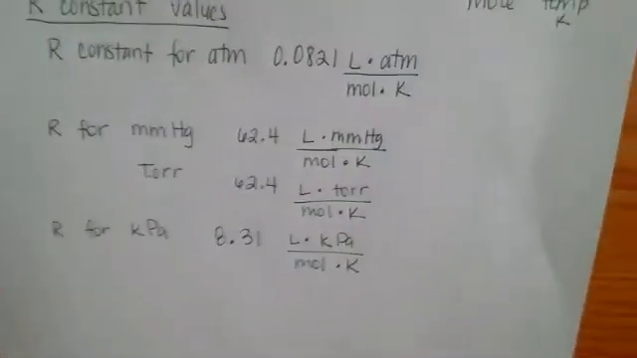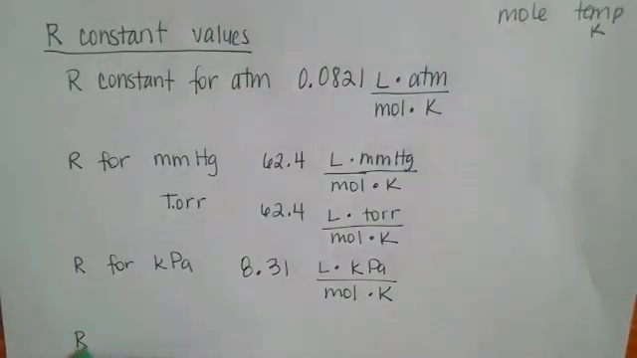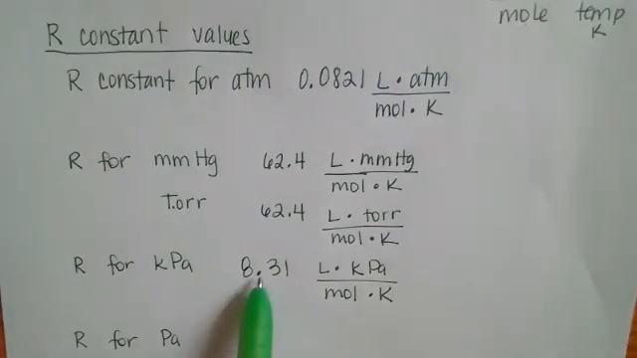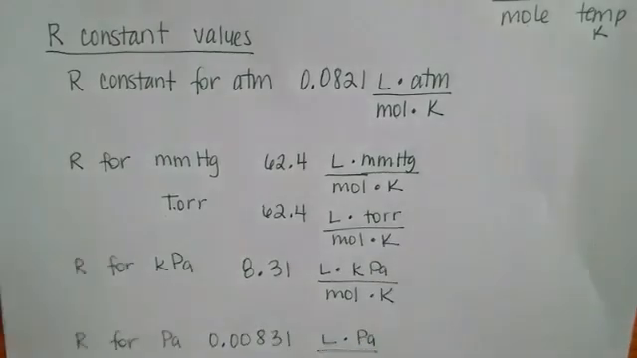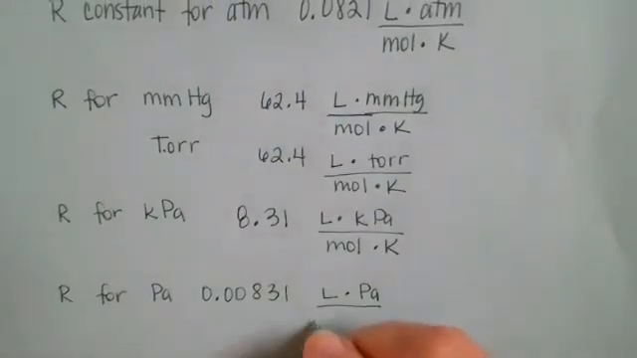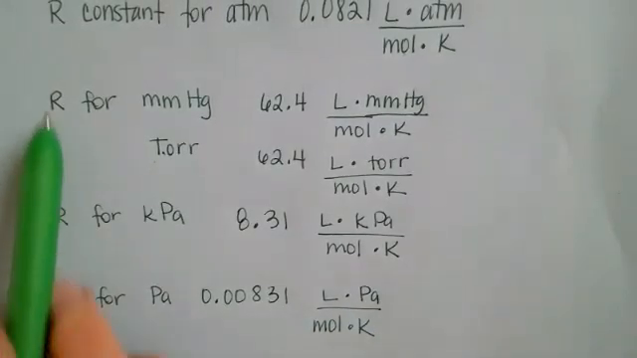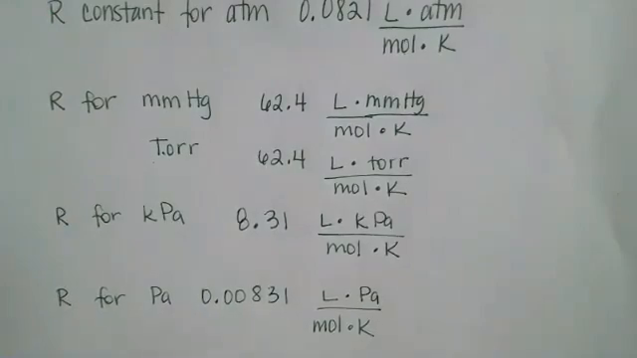And if we have kilopascals, we can have pascals. I'll write it out even though the difference is dividing by 1,000. So we can divide by 1,000, and I'll just keep the 831, move the decimal values over, and I get liters times Pascal divided by moles times Kelvin. Right? These are all the different R constants, and there again are more, but these are the units of pressure that I've been using so far.